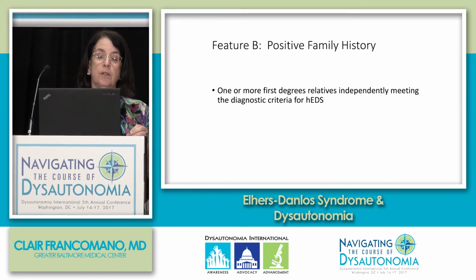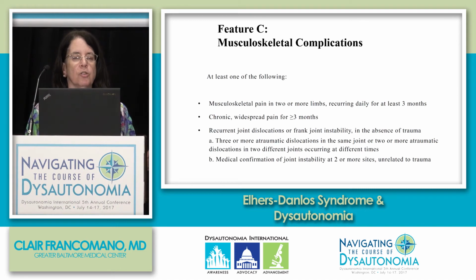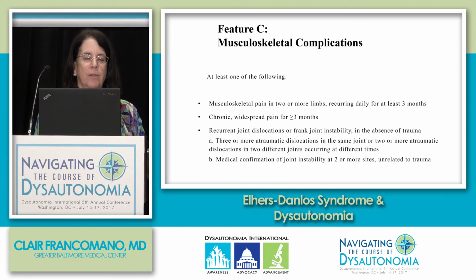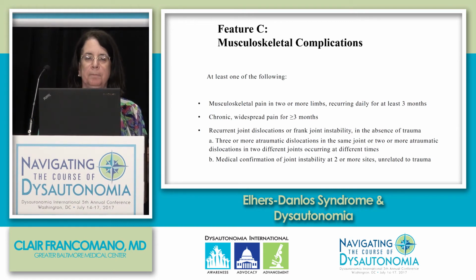a first-degree relative who independently meets the diagnostic criteria, these new diagnostic criteria, in order to say that there is a positive family history. And then feature C is the musculoskeletal complications, at least one of these 3 things. So musculoskeletal pain in 2 or more limbs, recurring daily for at least 3 months, chronic widespread pain for more than 3 months, and then recurrent joint dislocations or frank joint instability in the absence of trauma.